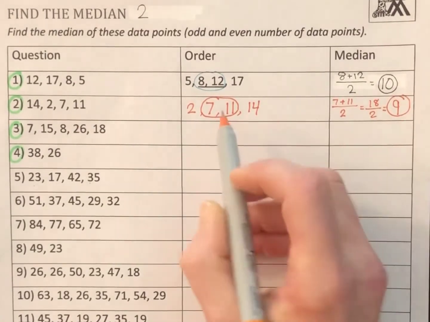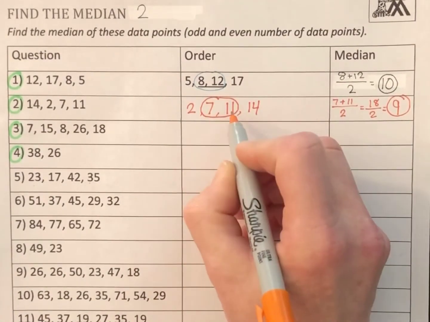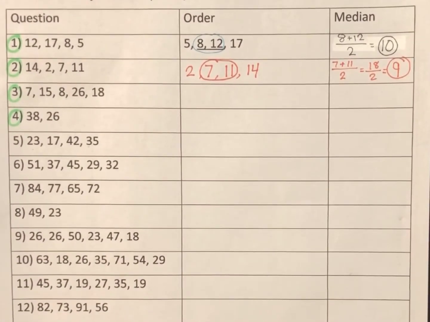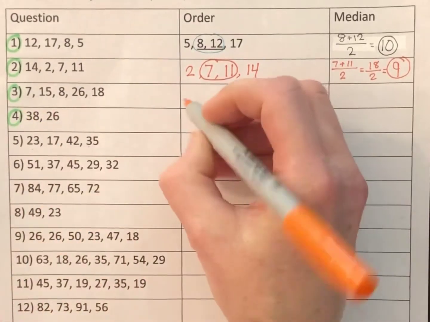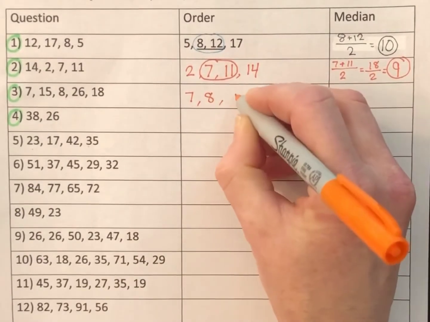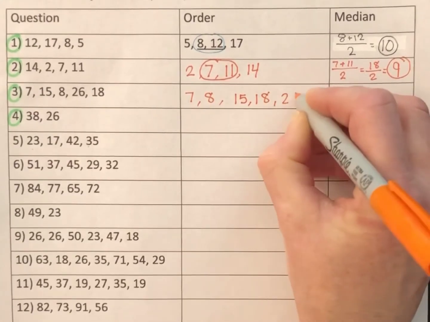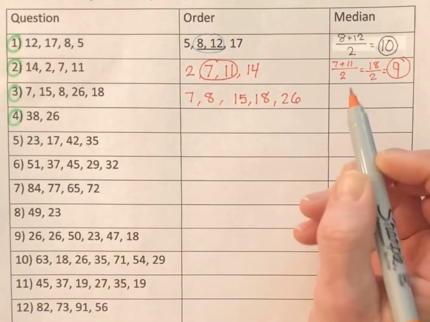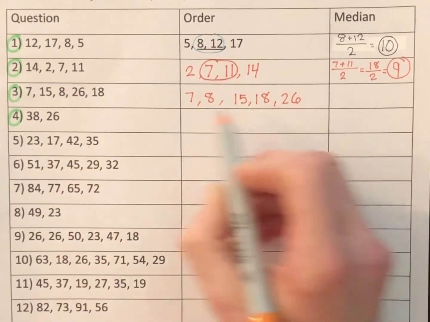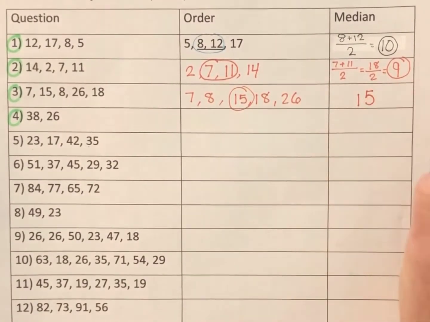Now, if I go back, 7, 8, 9, 10, 11. 9 is smack dab in the middle of 7 and 11. Let's do 2 more. Number 3, smallest to biggest, 7, 8, 15, 18, 26. Wow, odd spacing there. 1, 2, 3. Oh, there's an odd group of numbers, so this is easy. Got 2 here, 15 smack dab in the middle. This is an easy one. I just write 15. No extra step.